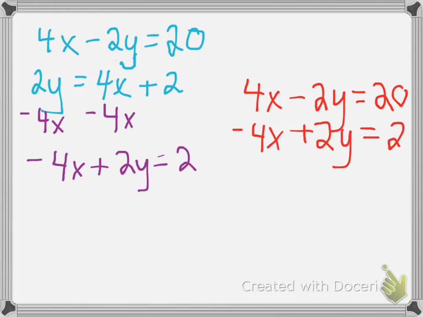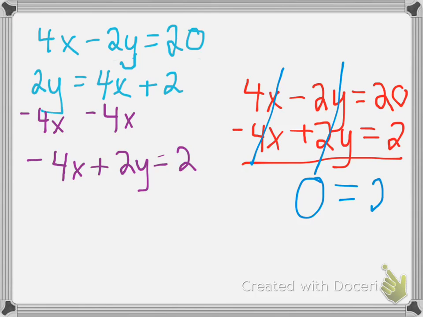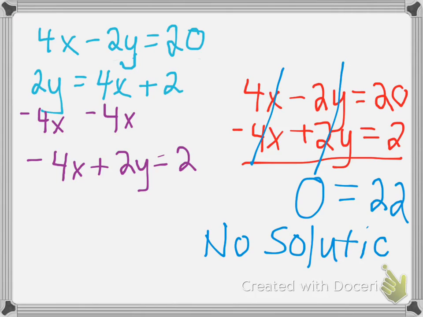Now that they're in order, you want to check and see if one of the variables will cancel out. In this case, it is a special circumstance. What you're going to notice is that both of your variables are going to cancel out, leaving you with 0 equal to 20 plus 2, which is 22. This is not a true statement, so this is no solution. And remember, if you were graphing these two lines, this would be parallel lines.